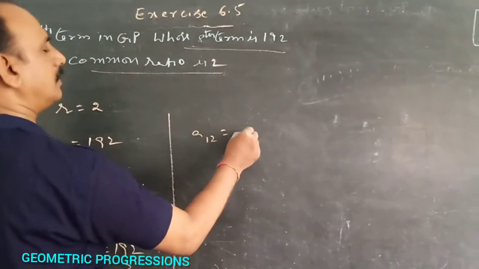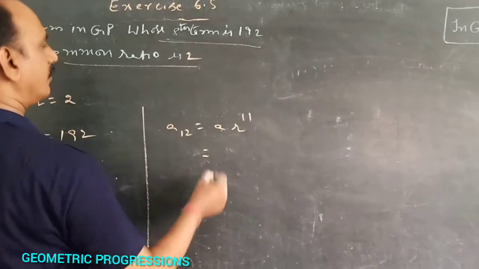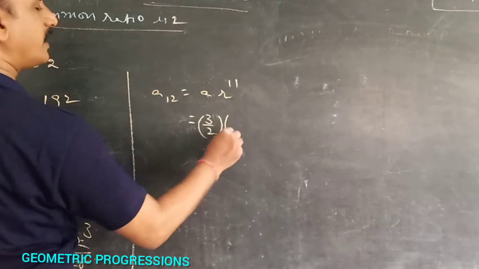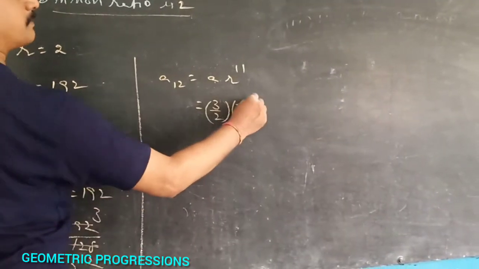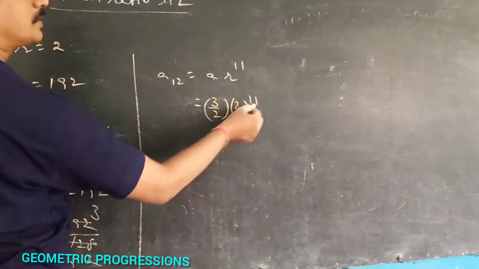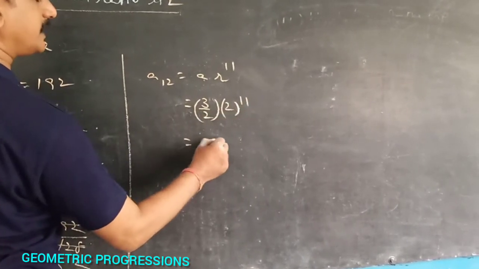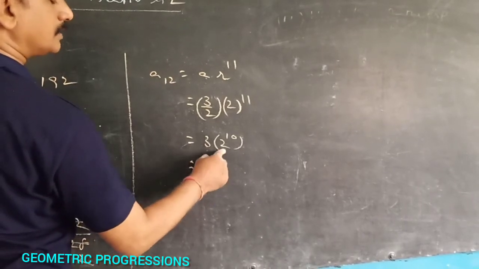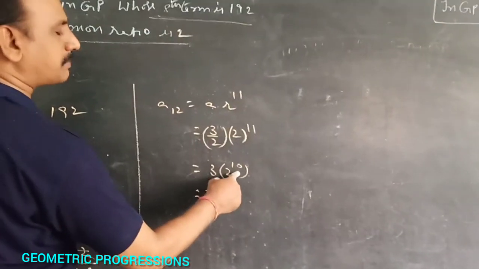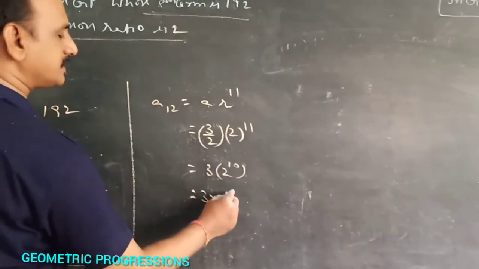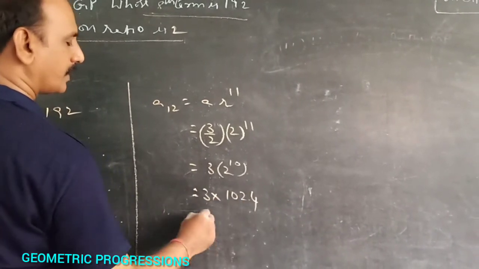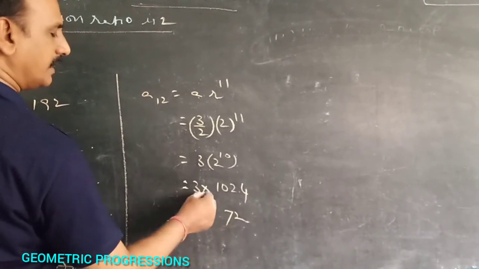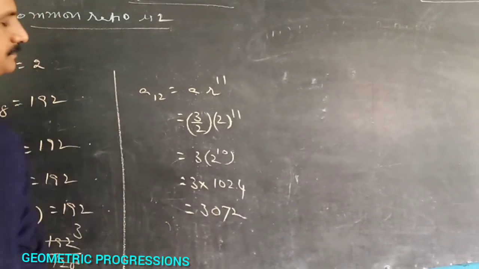a12 is equal to a into r to the power of 11. What is the a value? 3 by 2 into r value 2, 2 to the power of 11. Here 2 is cancelled one time. So what is that? 3 into 2 to the power of 10. 3 into 2 to the power of 10 means 2 is multiplied 10 times, which is equal to 1024. So 3 times 1024 is 3072.